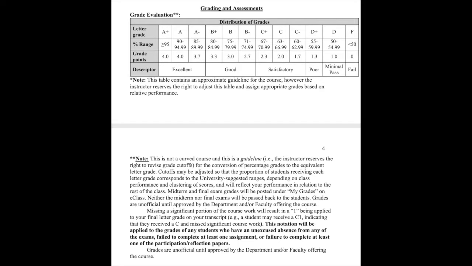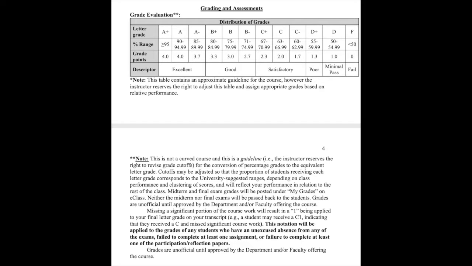However, I should let you know that this is not a curved course, and that the grade cutoffs are more like guidelines, and that I reserve the right to revise any of the grade cutoffs for the conversion of percentage grades to the equivalent letter grade. Now this barely ever happens. I've never had to do it myself, but there's a slight possibility that it may come up, so it's something I have to put in here.